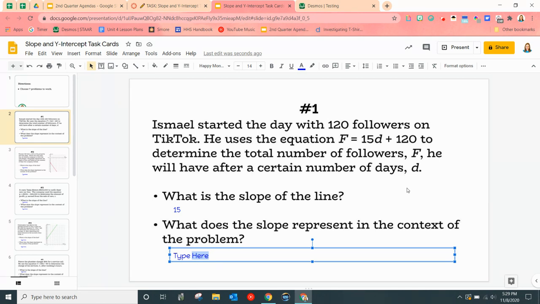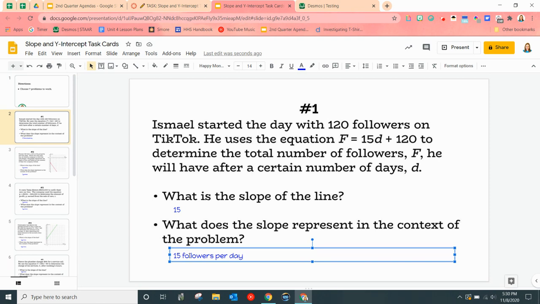So the slope tells you how much his followers are changing every day. So this is telling us that he is getting 15 followers per day. Now, per is a word. When you see the word per in a problem, you should think slope. That is the number that you're multiplying by the variable where slope sits. So per is one of those words where you think, oh yeah, because rates are usually pers.